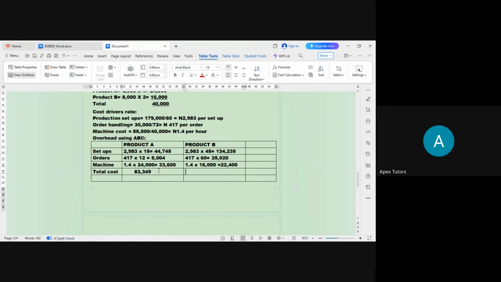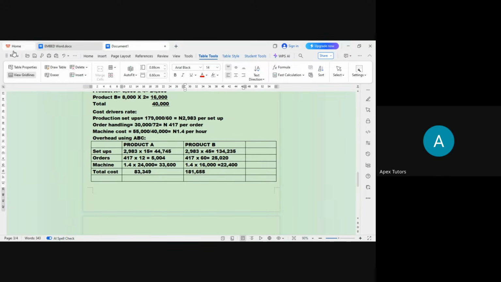Then for B, 181,655. Now the question is, we have to determine per unit, right?